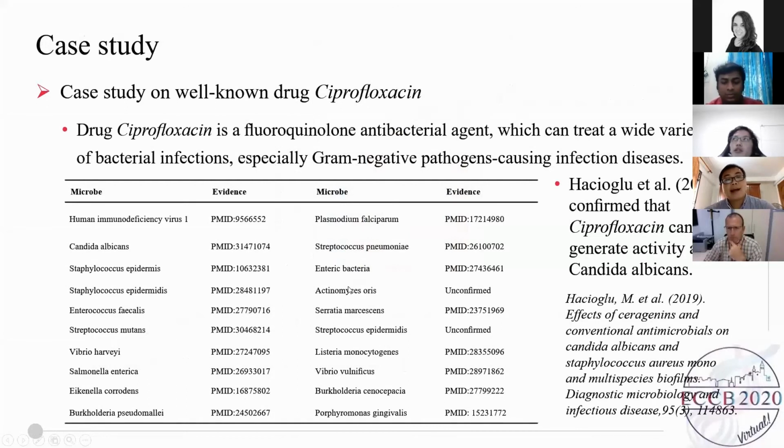Finally, we conduct a case study to further validate the effectiveness of our model. We take the drug simple flux casing as an example. This table shows the top 20 predicted micros that are associated with simple flux casing. The results indicate that 18 out of the top 20 predicted micros could be validated by existing reports. For example, this is a paper published in 2018. The author confirmed that simple flux casing can generate activity against Candida albicans.